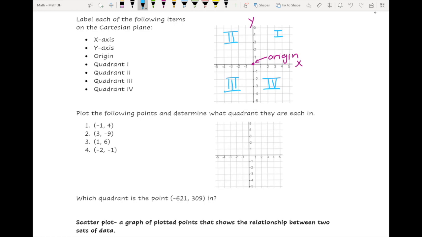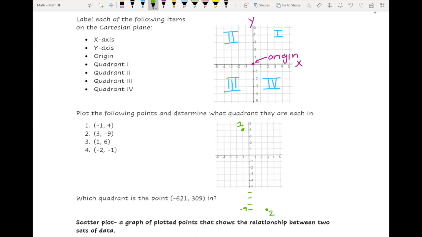So the point (-1, 4), there's the point (-1, 4). So I'll just put a 1 right there. Number 2 is the point (3, -9). So this is kind of off the chart here. We're already at -5 y value, -6, -7, -8. This would be my -9 y value. So (3, -9) is in quadrant 4, by the way. It's our second one. It's in quadrant 4.